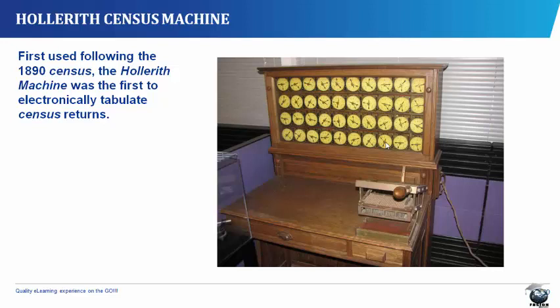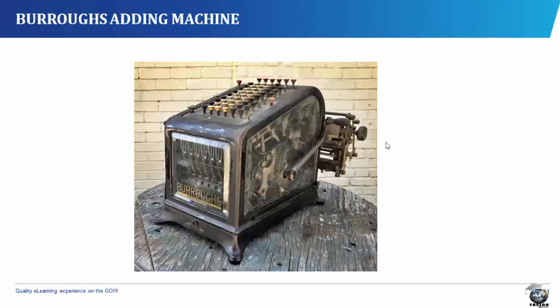Hollerith census machine. In the year 1890, America had a census. To help in calculating census records, the Hollerith machine was invented. This was the first time census returns were electronically tabulated.